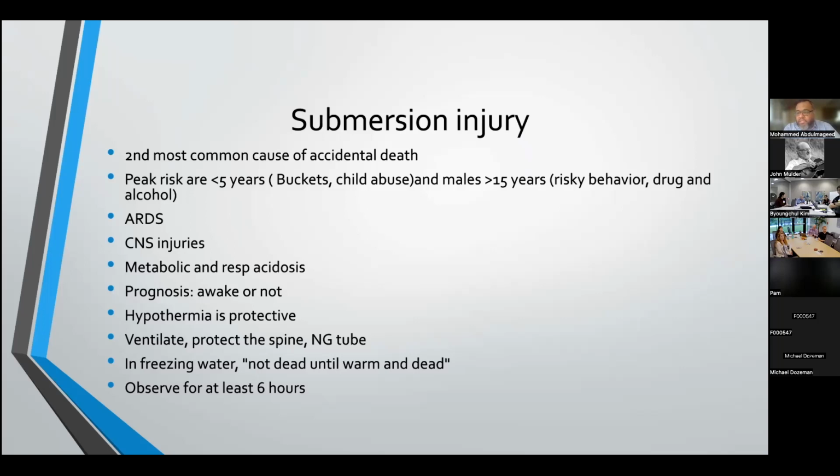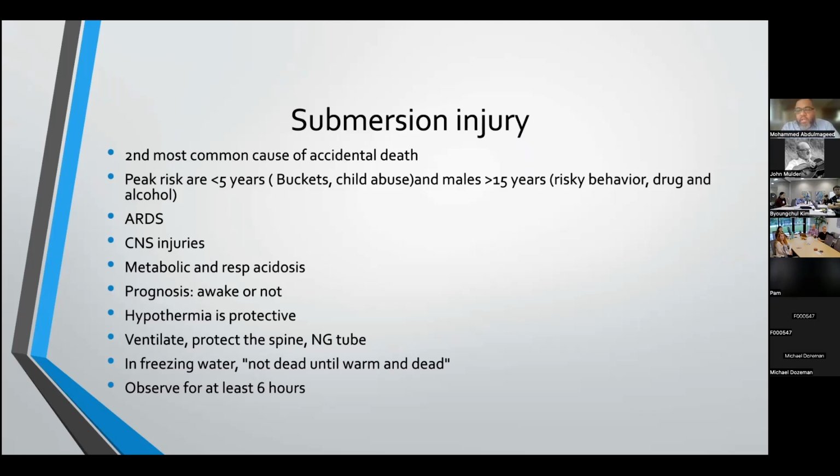And if parents are not paying attention to the child, or parents are on drugs or alcohol and not paying attention, this can also cause submersion injury and drowning. The second peak age is about 15 years old, and this is due to risk behavior. In adolescents, they have a concept of immortality. When you are 11, 12, 13 years old, usually they think, I'm not going to die. I can do anything I want.